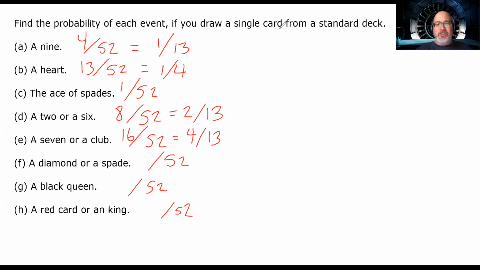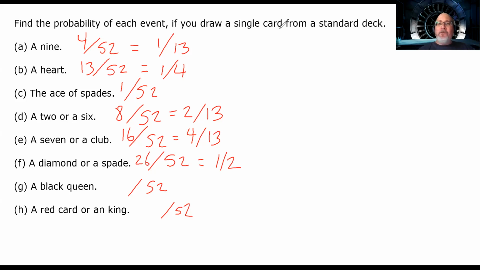A diamond or a spade. Let's try this one without the table. How many diamonds are there? 13. How many spades are there? 13. Can any card simultaneously be a diamond and a spade? No, every card has one suit. So there are 13 plus 13, which is 26 cards that are diamonds or spades. That reduces to 1/2, which makes sense because diamonds and spades are precisely 1/2 of the suits.